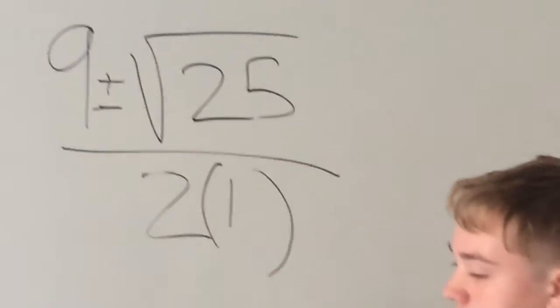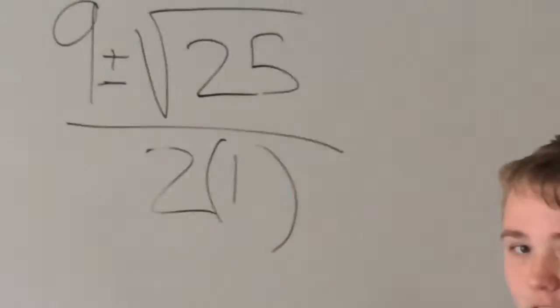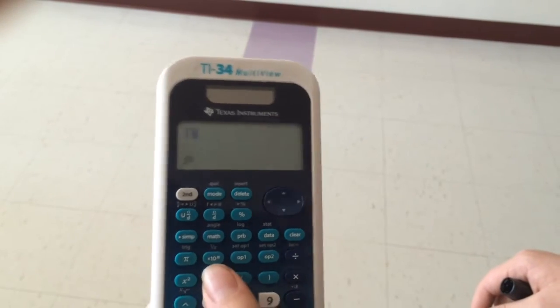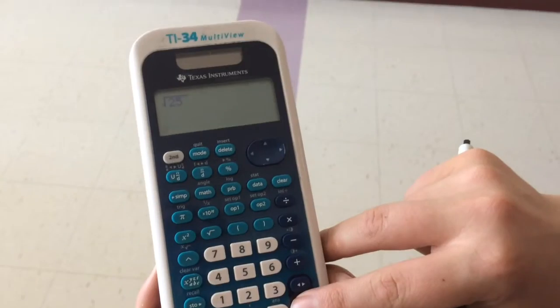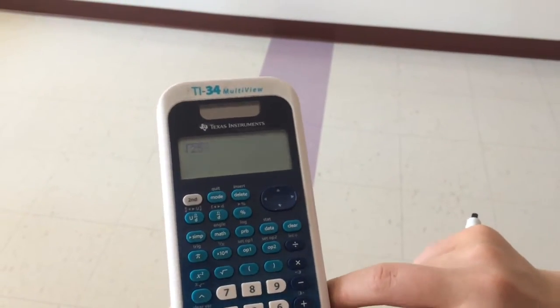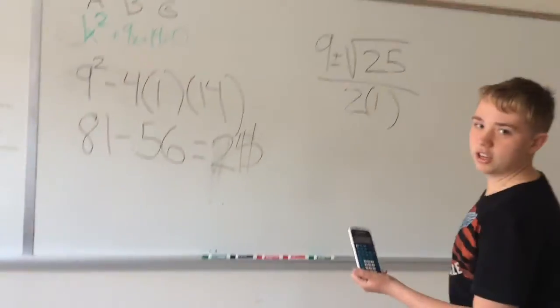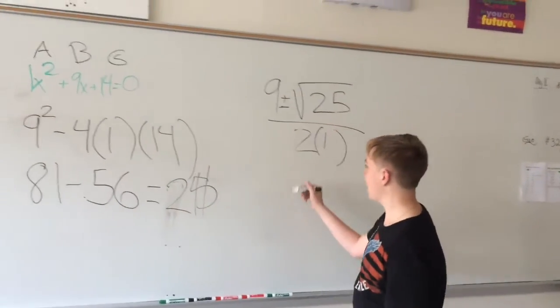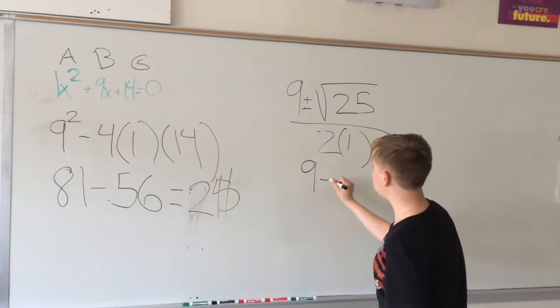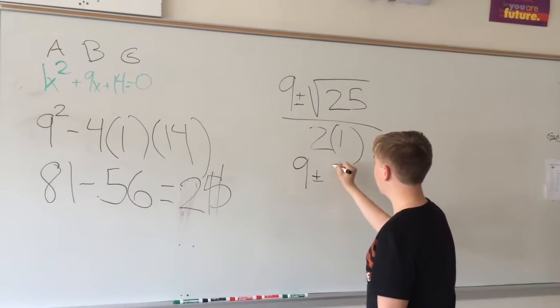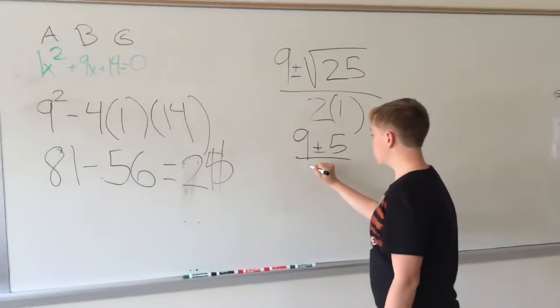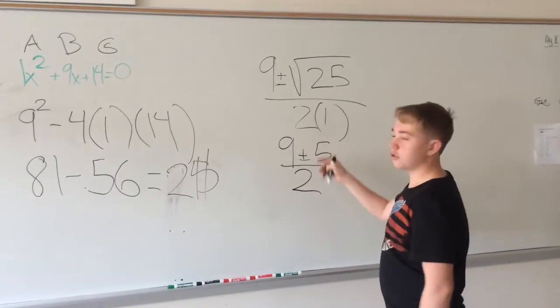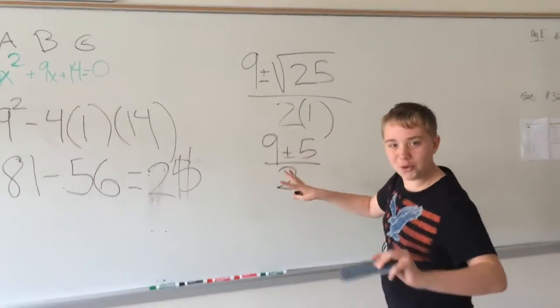Well, we just have to take the square root on our calculator. This is the square root. Press this button right here for the square root. Then put 25. Once you do that, press the enter button. And you get 5. That's what happens when we square root 25. Since we got rid of this, we can now write 9 plus minus 5 over 2, because 2 times 1 is 2.